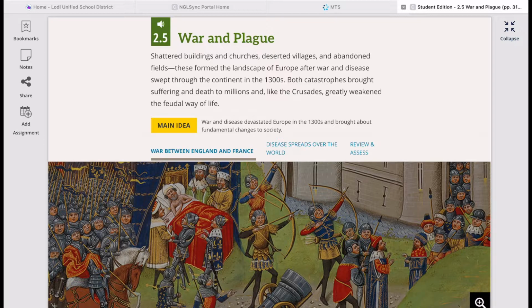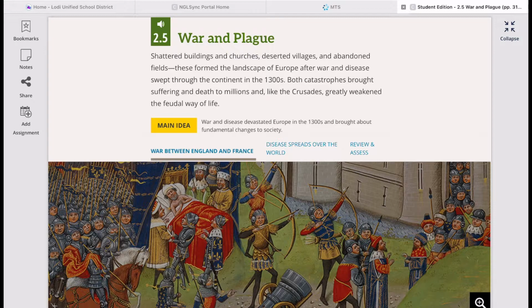Shattered buildings and churches, deserted villages, and abandoned fields. This formed the landscape of Europe after war and disease swept throughout the continent in the 1300s. Both catastrophes brought suffering and deaths to millions. Like the Crusades, they greatly weakened the feudal way of life.